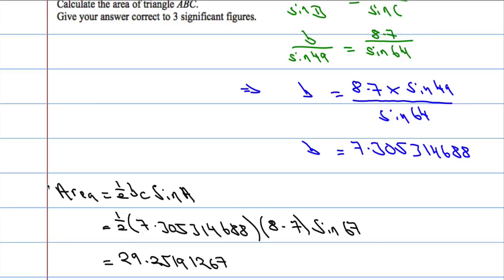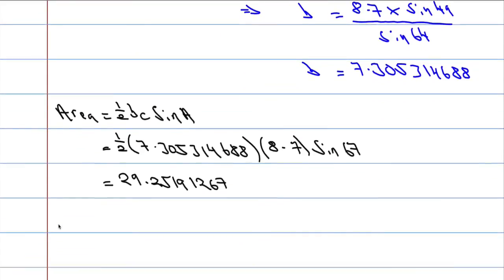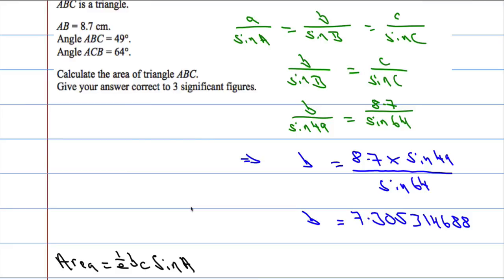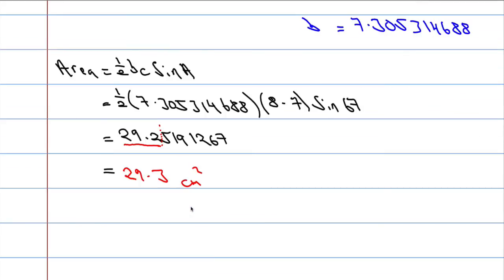Now remember, it says give your answer correct to three significant figures. So to three significant figures, let's see, we're at 1, 2, 3. So we're rounding to one decimal place in this case, which is 29.3, and the units are going to be centimeters squared because it's area. And that is the solution to that question.